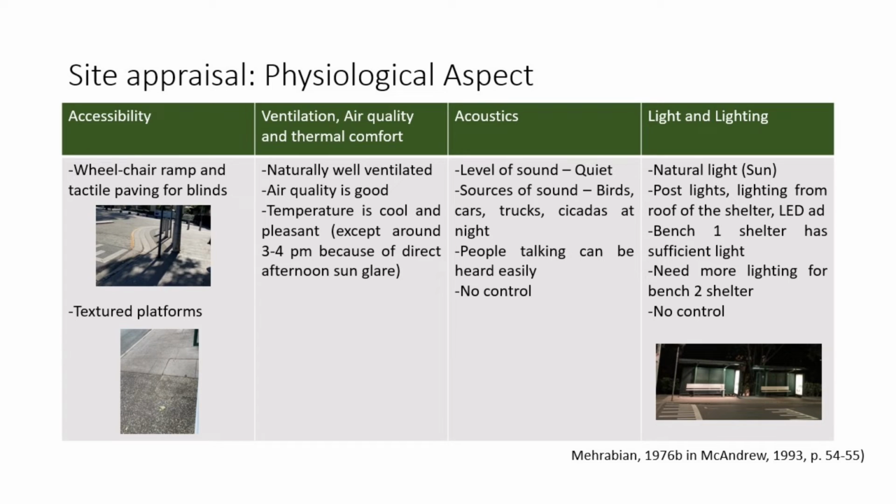When looking at the physiological point of view, the following needs are achieved. There is a wheelchair ramp and tactile paving for the blind for accessibility. The platform is also textured to prevent slipping, and the ventilation and air quality are also good, except for the thermal comfort in the afternoon because of the glare. The acoustic quality is also good because of its quiet surroundings. When it comes to lighting, Bench 2 needs more lighting at night to provide safety.